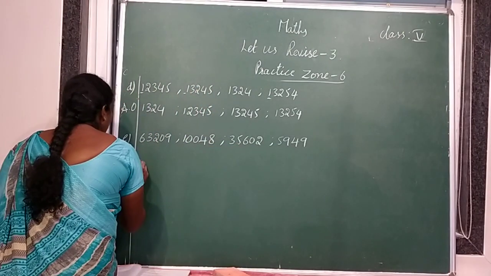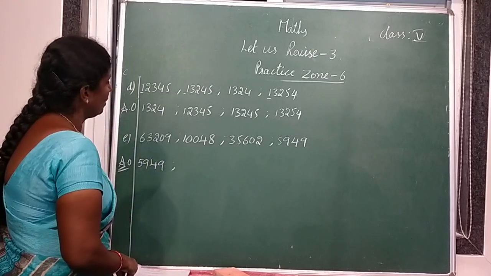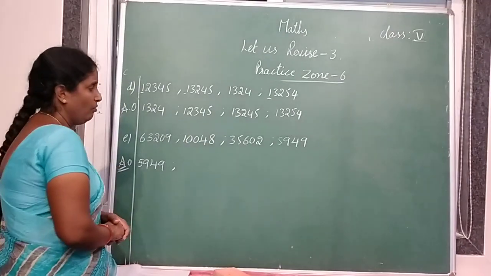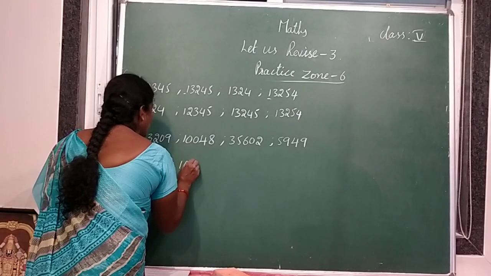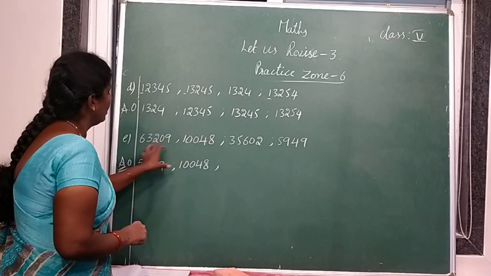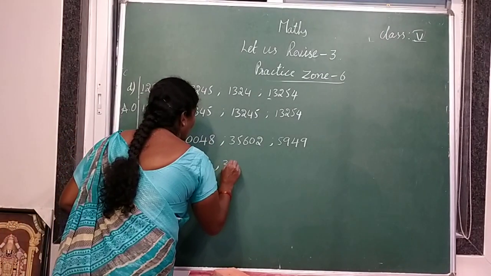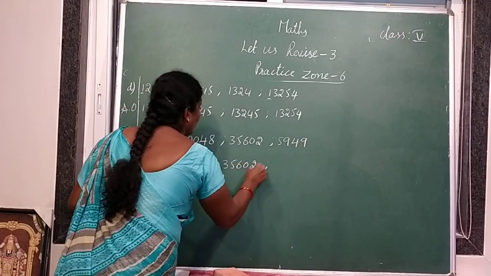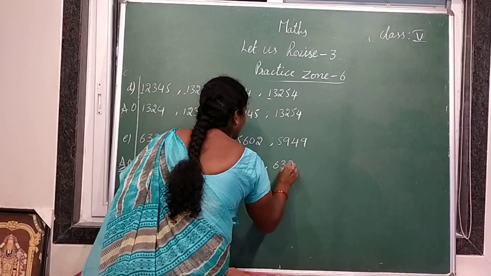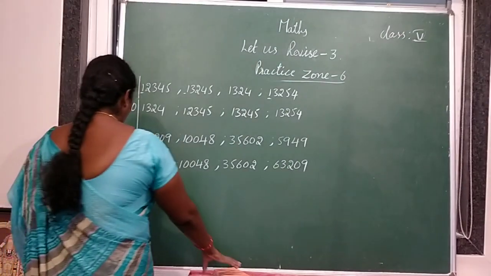So 5,949. After that 6, 1, 3. Which one is smaller? 1 is smaller, so 10,048. After that 6 and 3. In 6 and 3, which one is smaller? 3. So 35,602. And the last one is 63,209. Okay. Next problem.